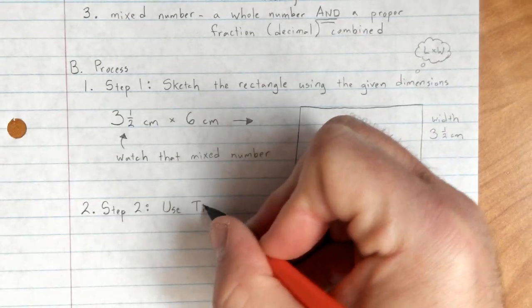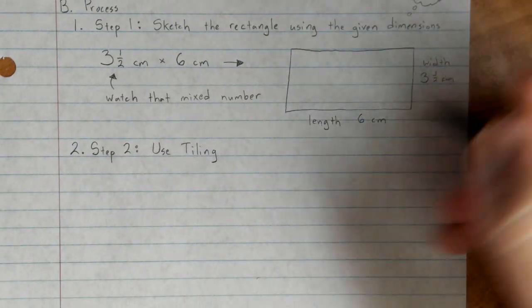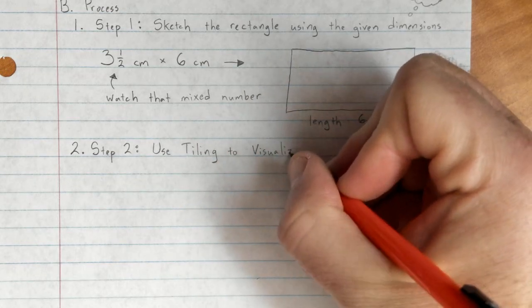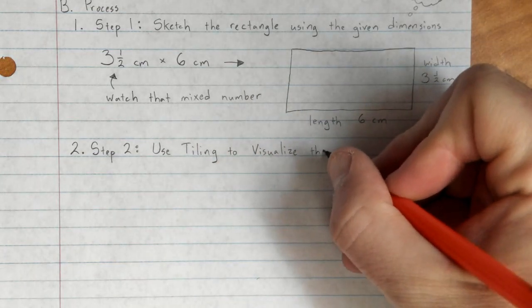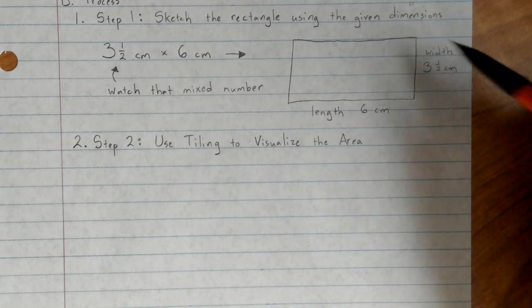Use tiling. Here we're talking about tiles again. Okay? Use tiling to visualize the area. Now I know how much you all love it. I'm going to make you draw that rectangle again.